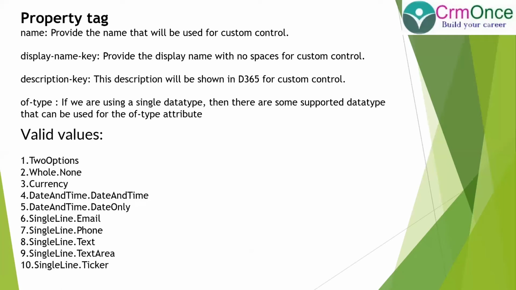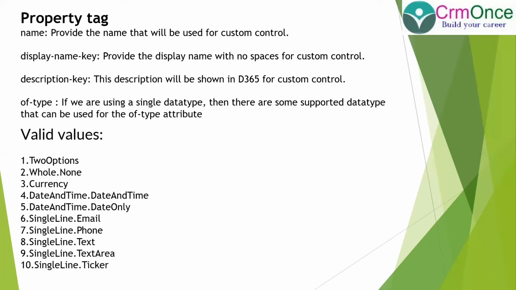Name means the name of the property, and display name key provides the display name, with no spaces, that you have to mention in the control. The description key is the description that will be shown in Dynamics 365 in the custom control.